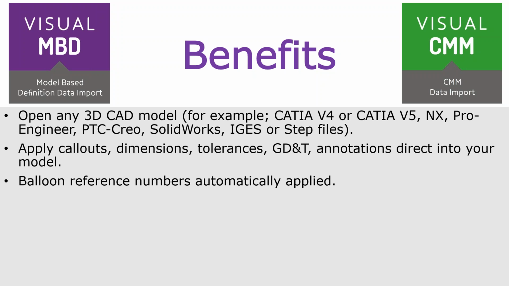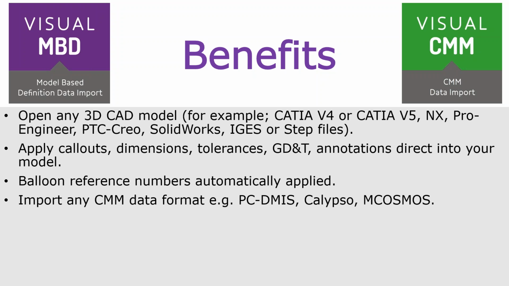Self-explanatory, automatically apply. And then PC-DMIS, Calypso, MC Cosmos. Predominantly the vast majority of the reports that we've done are from the software of those CMMs, but it's any machine readable output. So in the form of an Excel file, a CSV file, a text file, then we would be able to do something with the results coming back into the software.